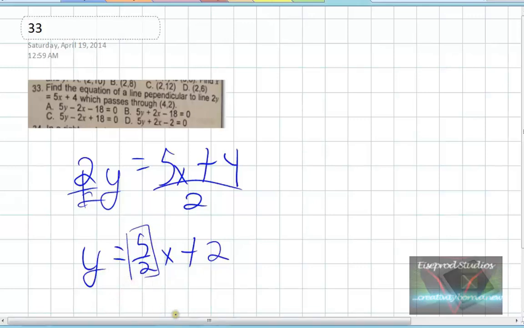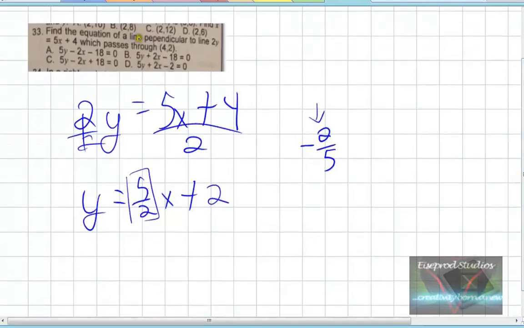But that's the gradient of this line. To get the perpendicular gradient, we want to take the negative reciprocal. So that means I'm going to put a negative sign and take the reciprocal. So now it's going to be negative 2/5. This is the gradient that we want for our new line.